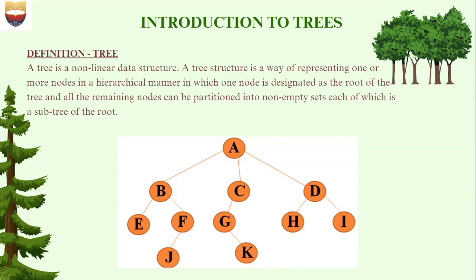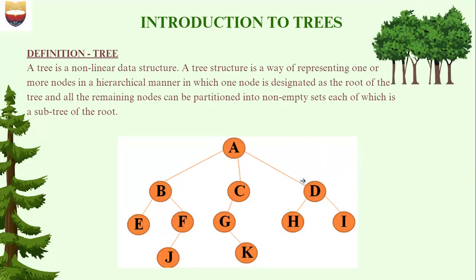From this definition, we know that a tree is a collection of one or more nodes, and all those nodes are arranged in a hierarchical manner in which only one node will be acting as the root of the tree. And all the remaining nodes are said to be children nodes. And these children nodes can be divided into a number of subtrees. The following diagram shows the structure of a tree ADT.